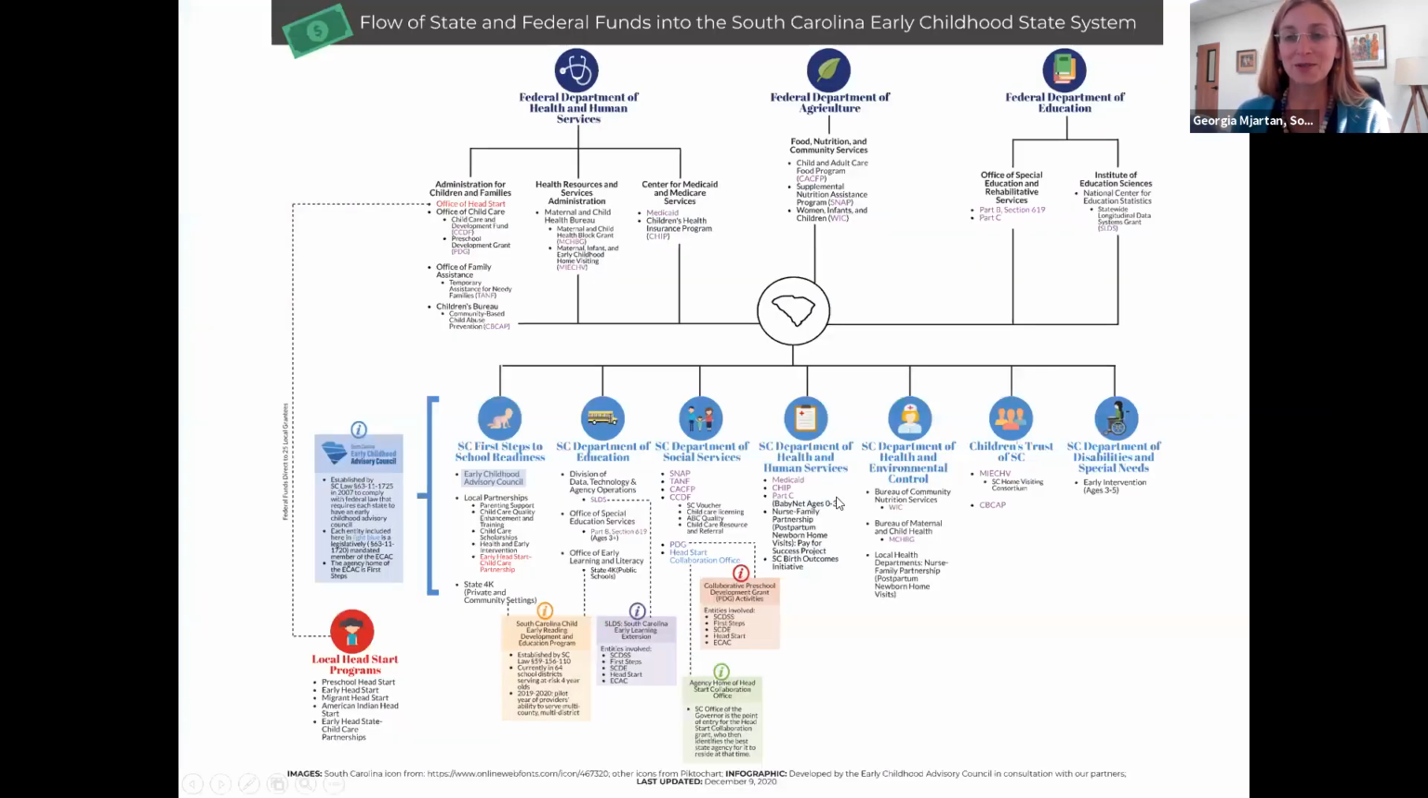The beginning of our experience here in South Carolina was mapping out our flow of state and federal funds into a system that when we put it on paper and tried to make it as simple as possible with pretty little icons was still really complicated, right?